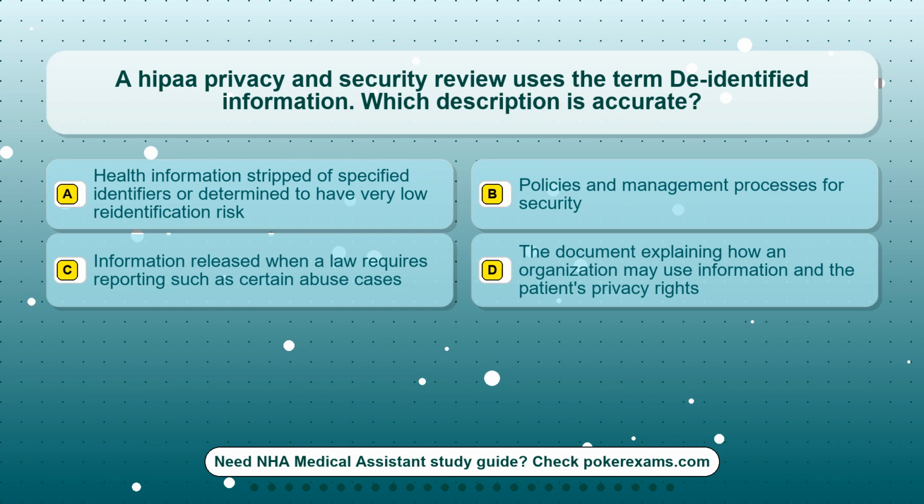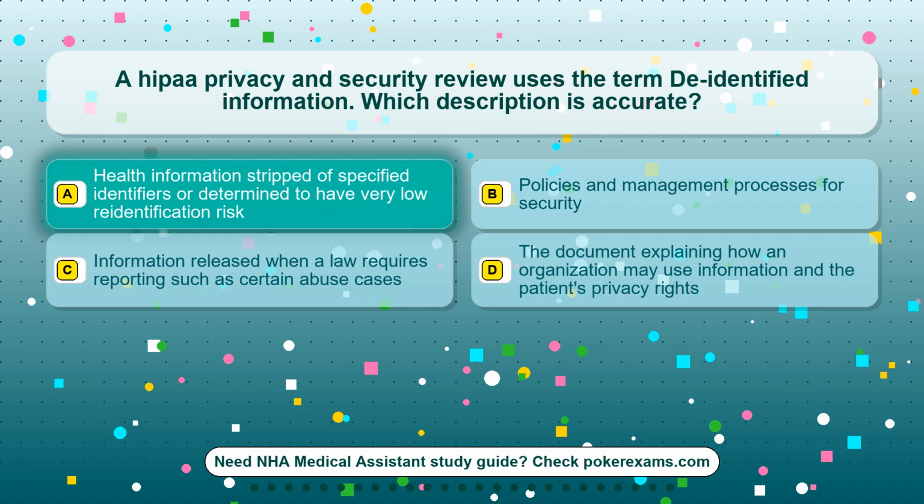Question 9. NHA Privacy and Security Review uses the term de-identified information. Which description is accurate? Option A. Health information stripped of specified identifiers or determined to have very low re-identification risk. Option B. Policies and management processes for security. Option C. Information released when a law requires reporting such as certain abuse cases. Option D. The document explaining how an organization may use information and the patient's privacy rights.